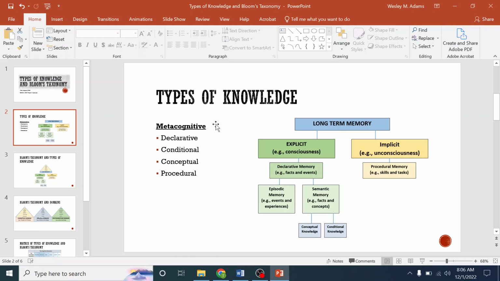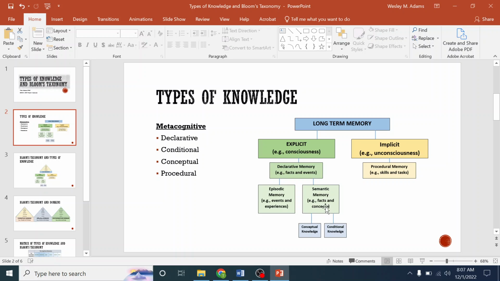So explicit knowledge is more on the cognitive side of the house. And that will link to Bloom's taxonomy in just a second, because Bloom's is broken up into cognitive, affective, and psychomotor. So explicit knowledge would be like declarative. That would be a big picture item. So you see declarative, facts and events, great for history class, great for government. Then you have episodic. That would also be history, events, and experiences. Then you have semantic, facts and concepts. Again, history.